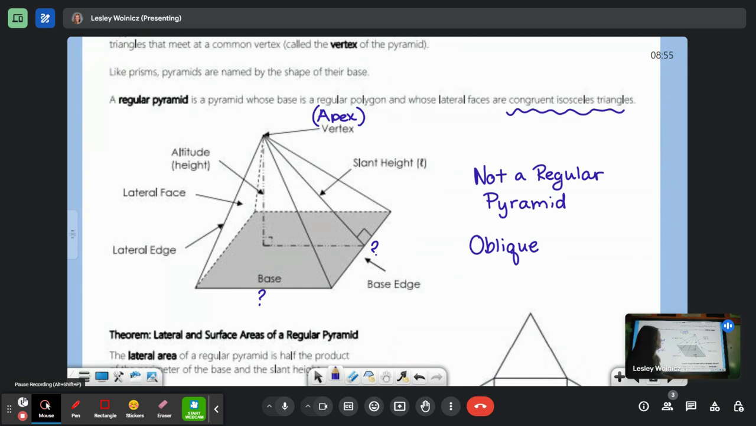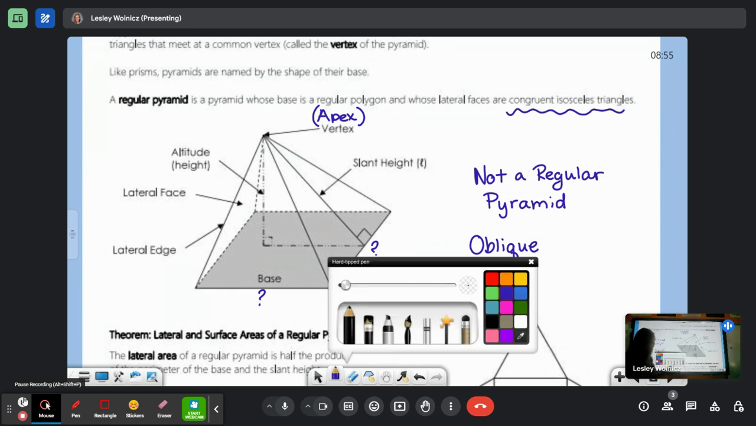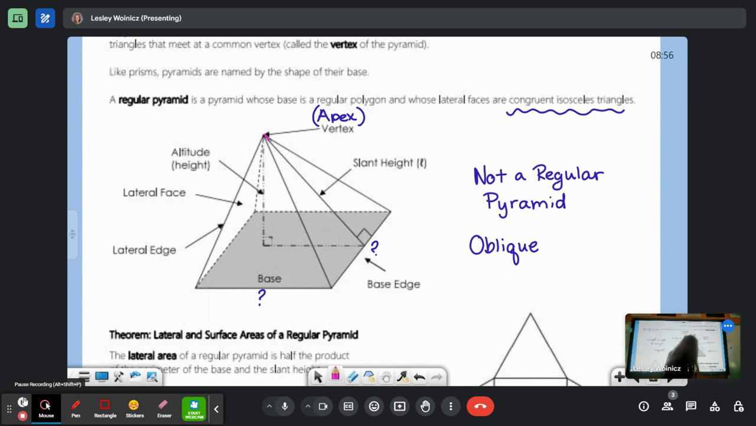You can see here that we've got lateral edges and a lateral face. We've got our altitude, which is a segment, and the height, which is its length. And then we also have the slant height, which is similar to what we had for a cone. It goes from the apex, or vertex, to the base edge, and it has to be perpendicular to the base edge.